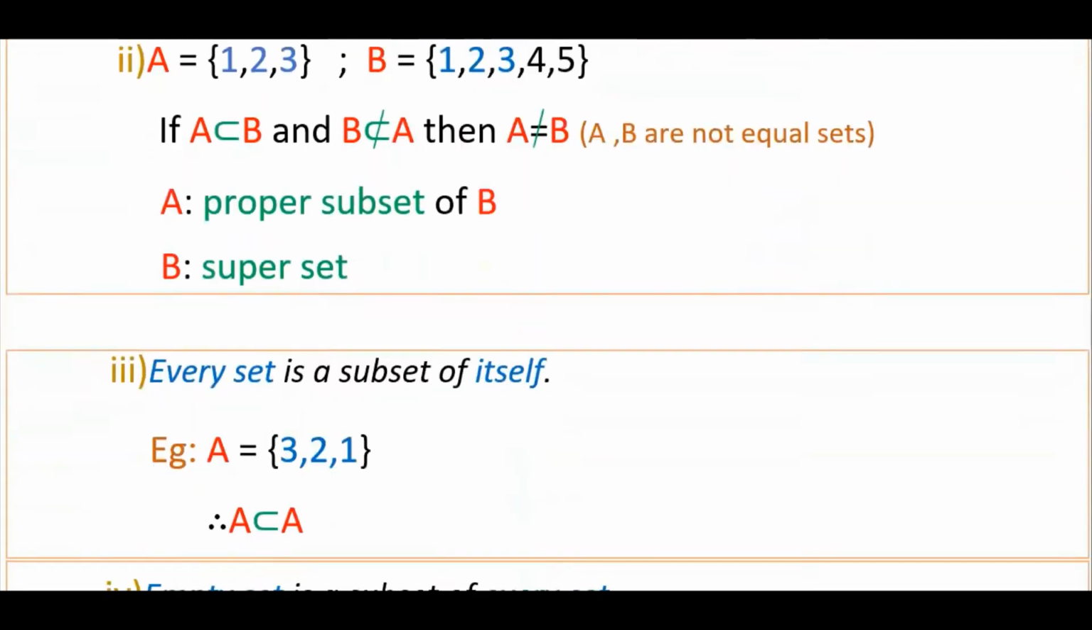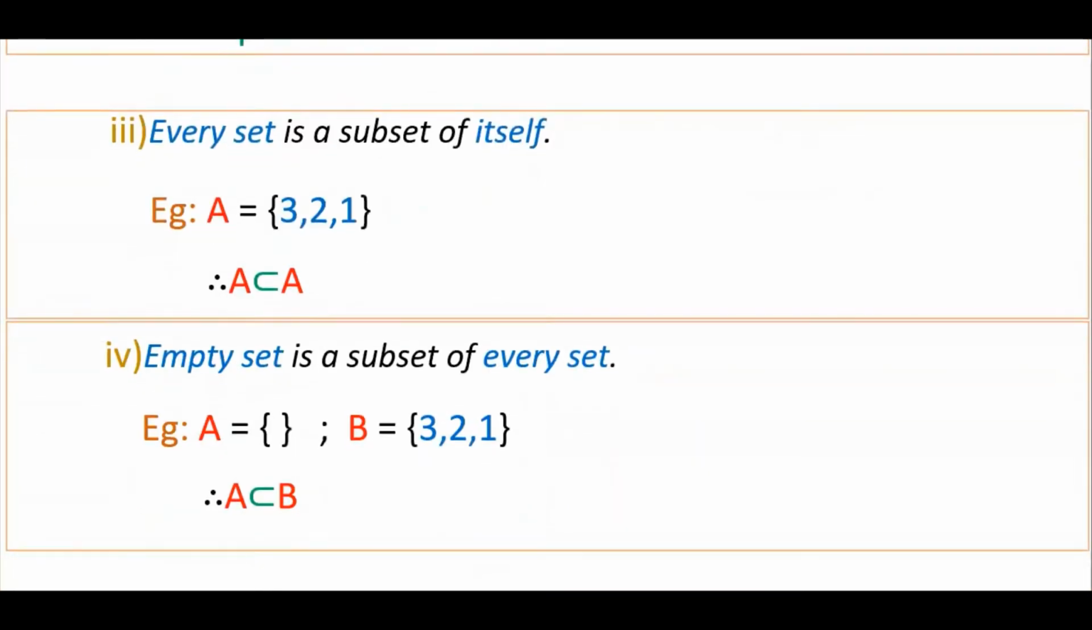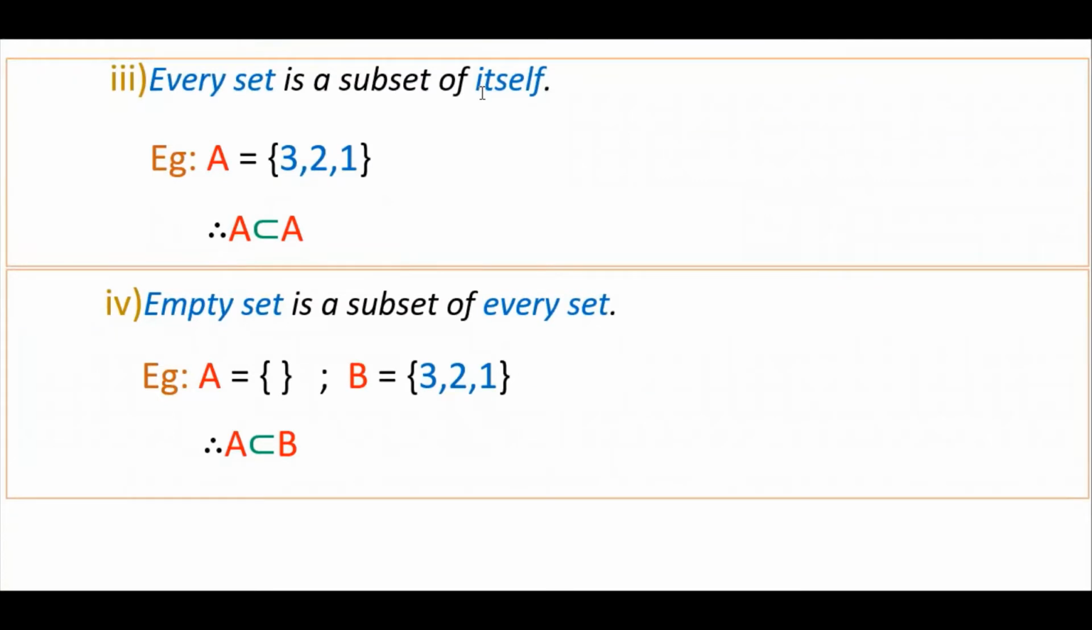And the third result of subsets: every set is a subset of itself. Yes, it is true, because for example, A is equal to {3, 2, 1}. So here A is a subset of A. Every set is a subset of itself. And the next one is: the empty set is a subset of every set. We know that the empty set, or void set or null set, means there are no elements. For example, A is equal to the empty set and B is equal to {3, 2, 1}. So here A is a subset of B. The empty set is a subset of any set. So you have to remember this.